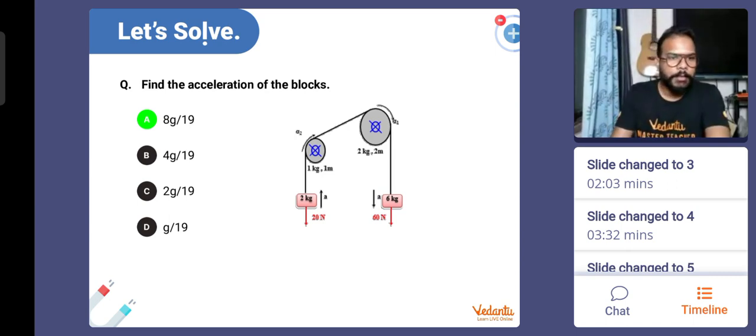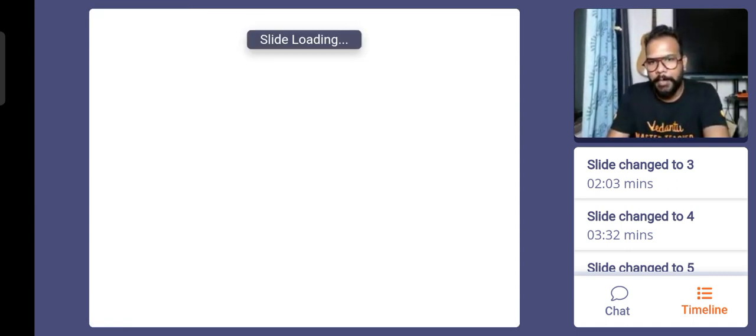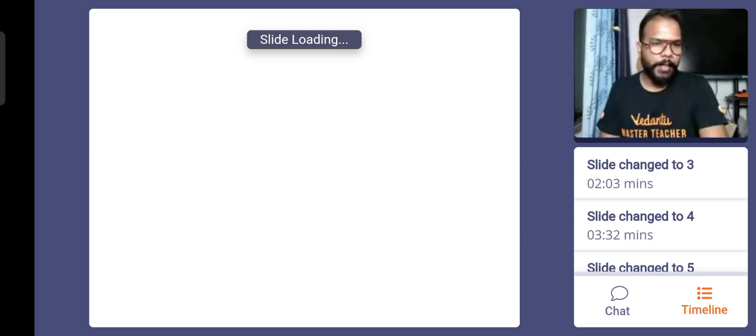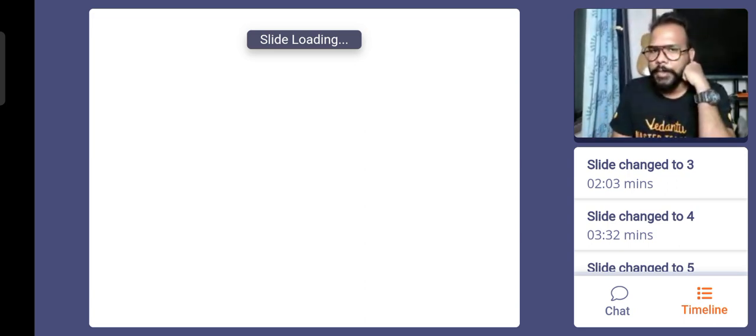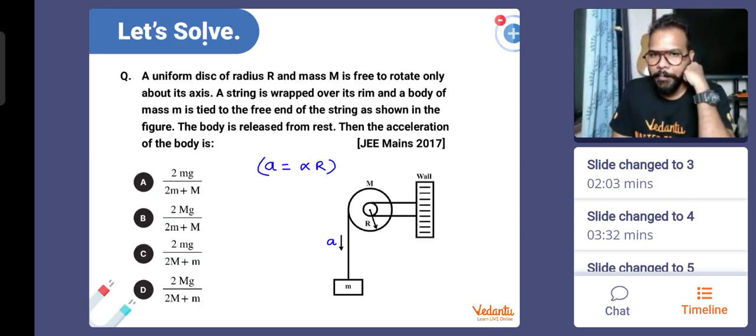We understood this. Another example for all of you. This is a question from JEE Main 2017. Let's first read it and then we'll try to solve it. The question says that a uniform disk of radius r is having a mass m. Its mass is given, radius is given, and it is free to rotate only about its axis.